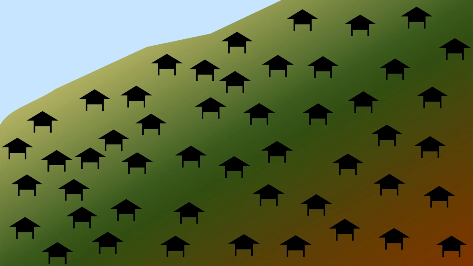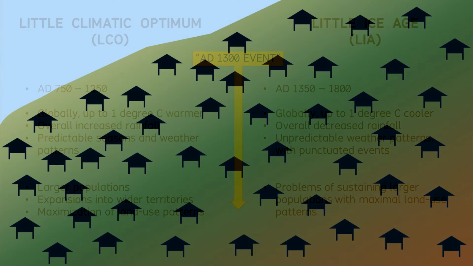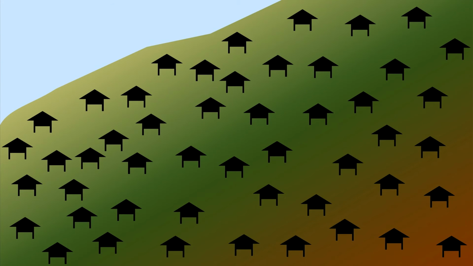They no longer could rely on the same predictable and favorable climate of the prior centuries. Global temperatures were slightly cooler and drier, as well as unpredictable, with punctuated events of storminess and of drought. These unstable and overall less favorable conditions continued for some centuries.